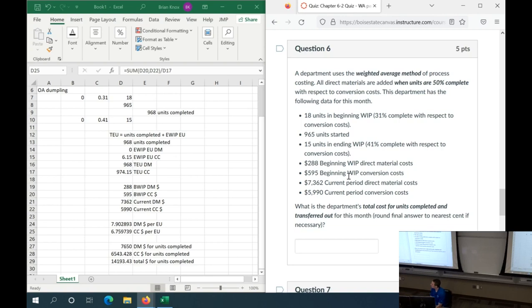What if it was direct material cost per units completed and transferred out? Would it be the DM cost per units completed? Yep. It's that right there. If the question's asking just to stop right there, you can just stop right there and that's the answer. No problem. I'll round it.